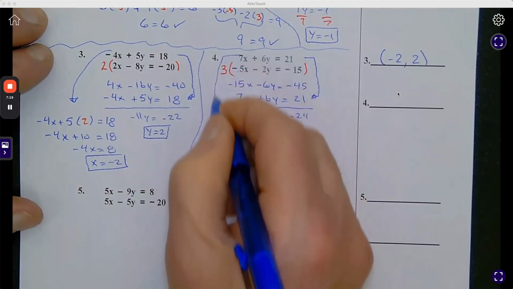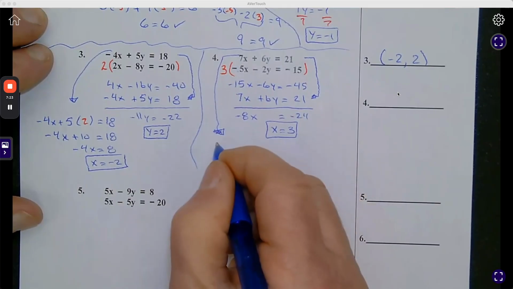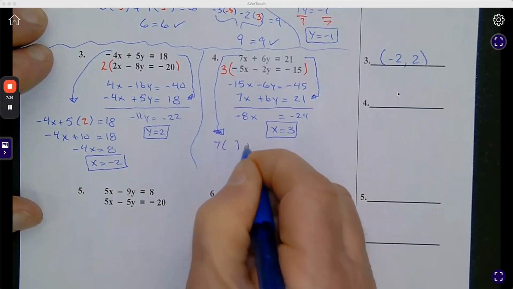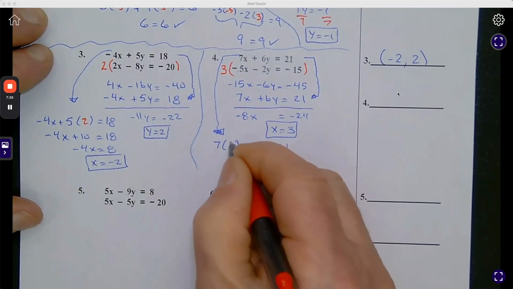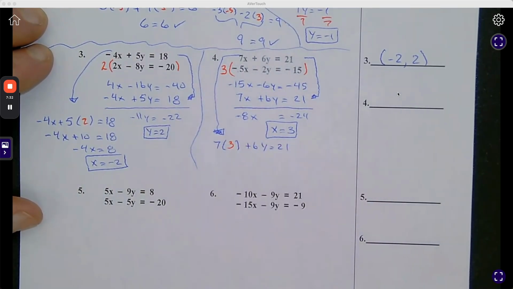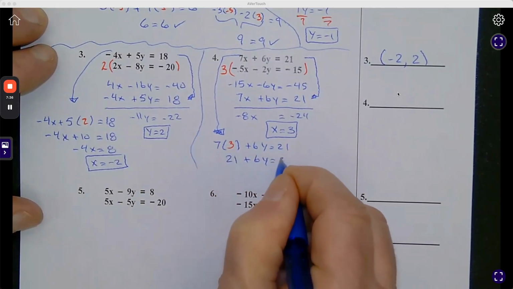Now I'm going to go to this equation. It doesn't matter which one you go to. Just go to one of them and input that x value, and solve it for y. So I'm going to let x be 3. Okay, so now what do I know? I need 7 times the 3. That's 21, that right? That's right.